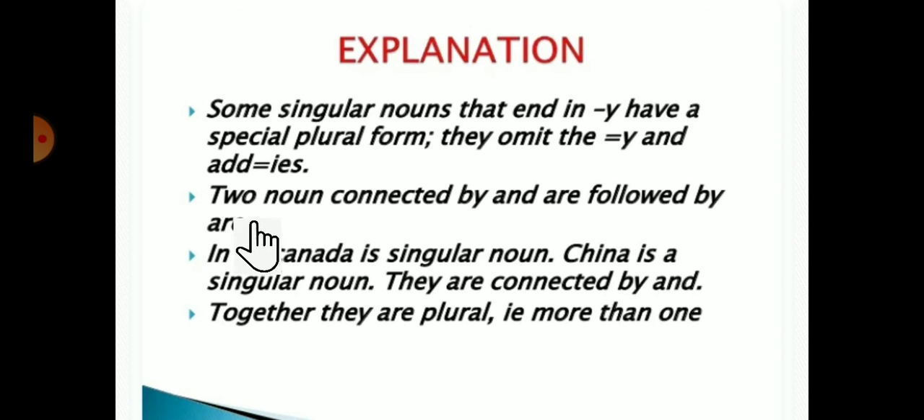Another explanation: two nouns connected by and are followed by are. If two nouns are connected by and, they should be followed by are. Which form of the verb? Plural form of the verb. In D, Canada is a singular noun, China is a singular noun. They are connected by and. Then which form of the verb do we have to use here? We have to use are, the plural verb. Together they are plural, that is, more than one. Understood? This is what we have learned in this slide.